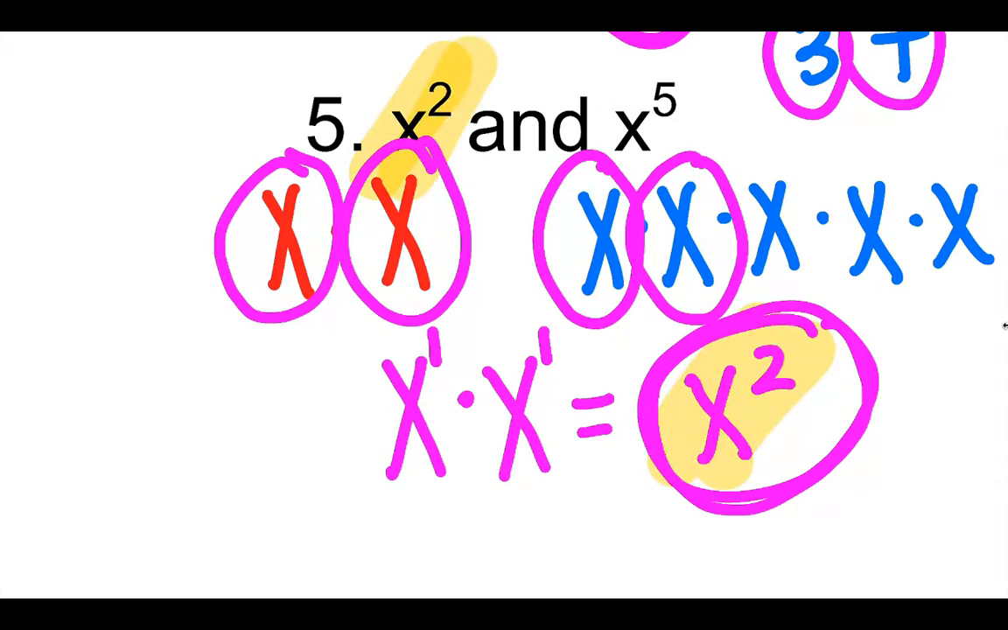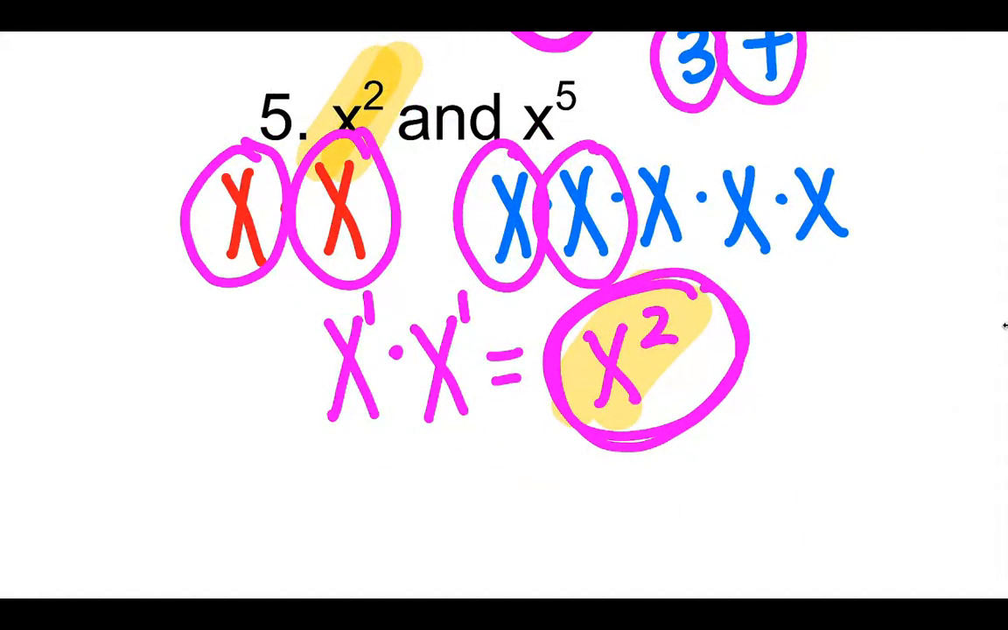So that's how you're going to find it when you have variables and exponents. You're going to look for the smallest one, and that's always, always, always going to be your GCF for that one, because the biggest thing I can take out of both of them would be the smallest one.